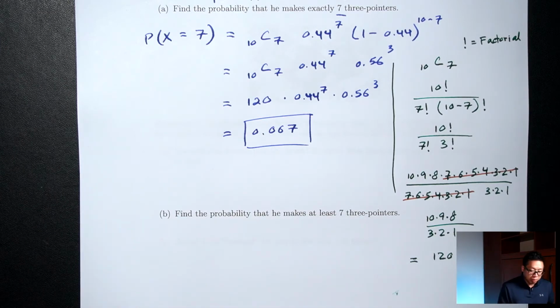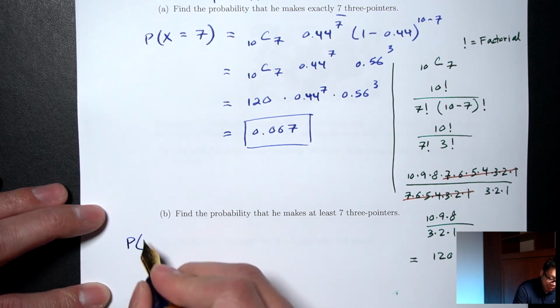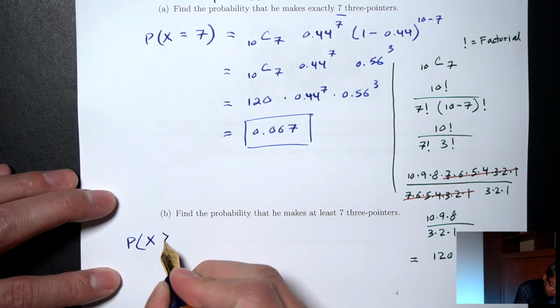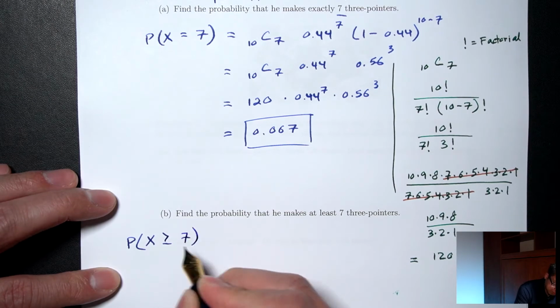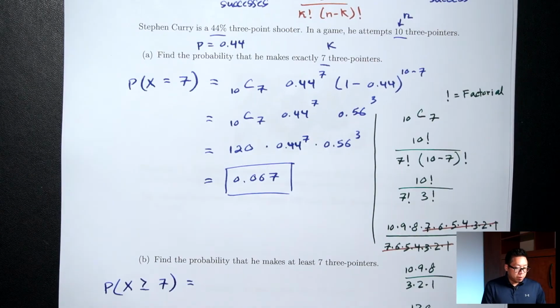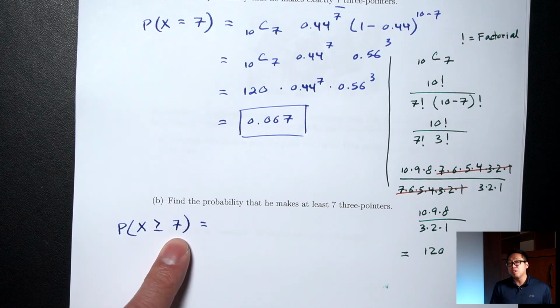So in symbols, what are we looking for here? In symbols, we're looking for a probability that the number of successes is 7 or more, right? 7 or more would be greater than or equal to 7. How would we compute this? If he takes 10 shots, making 7 or more could mean making 7. It can also mean making 8. It can also mean making 9. It can also mean making all 10.